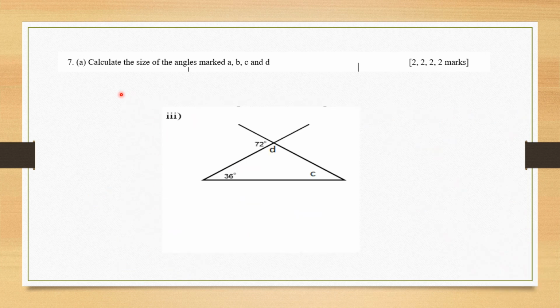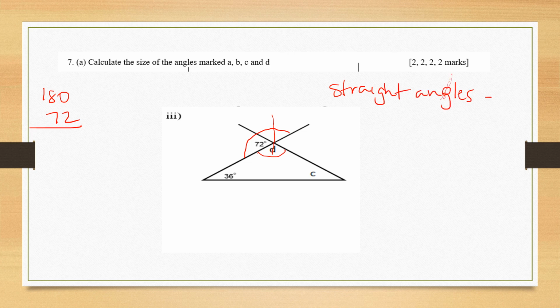So here, number 3, calculate the sizes of D and C. So the rule is, here we can see a straight line. And this is vertically opposite these two here. So 180 take away 72. So remember, straight angles equal 180 degrees. So we're going to get 108. So that means here is 108. So D is equal to 108 degrees.